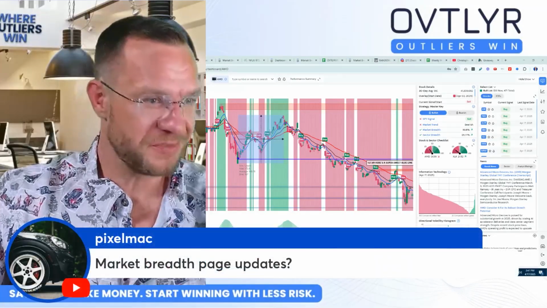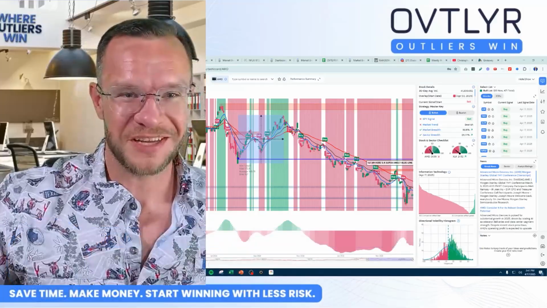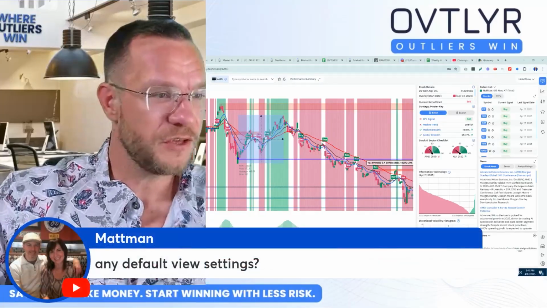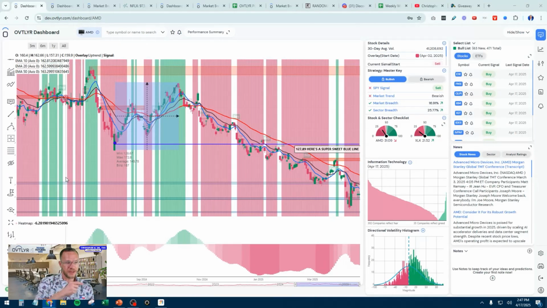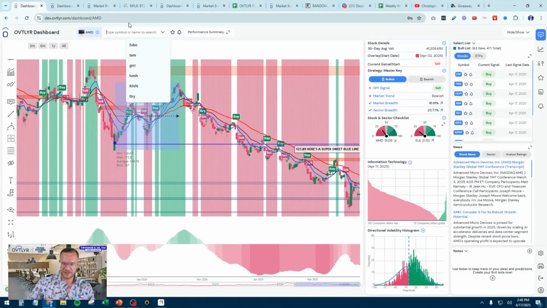Pick JMac right there asks about market breadth page updates and default view settings. Great question. I know this is coming. I don't know if it's going to be ready by Monday, but I know this is a high priority item, that when you make these changes on here, they are sticky. Sticky to that chart, and then sticky to your profile, right? So if I go, I don't know if it'll work. Let's just do it on the fly.